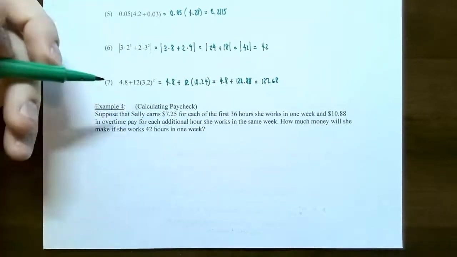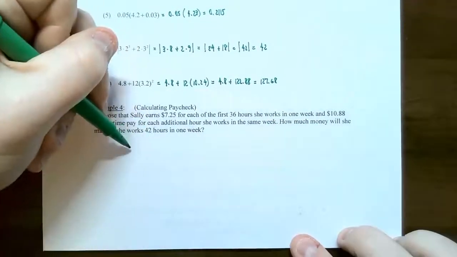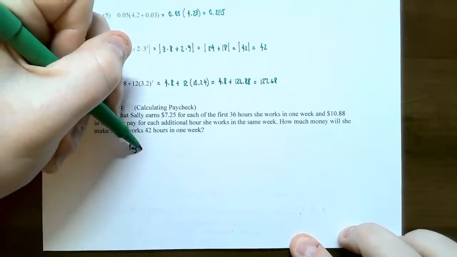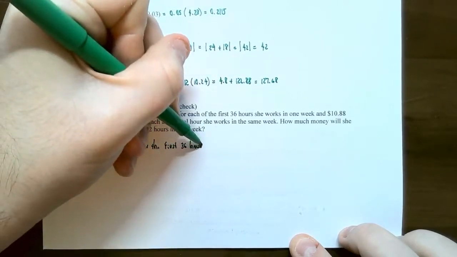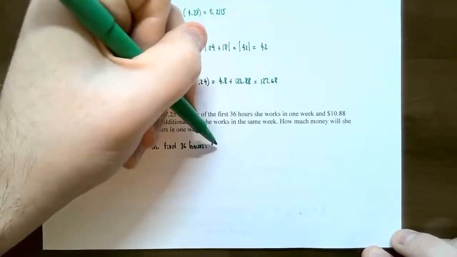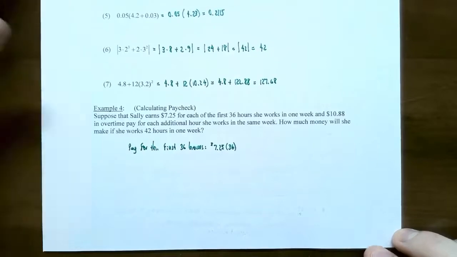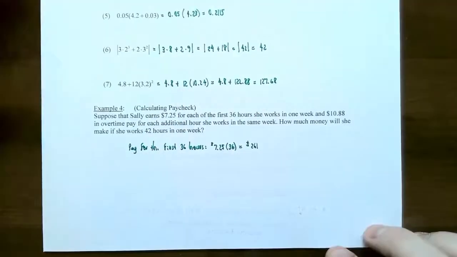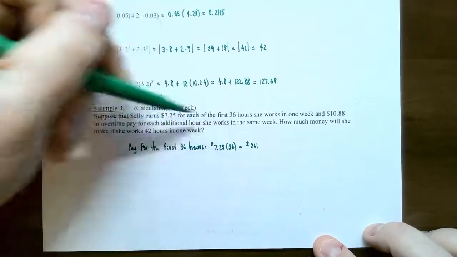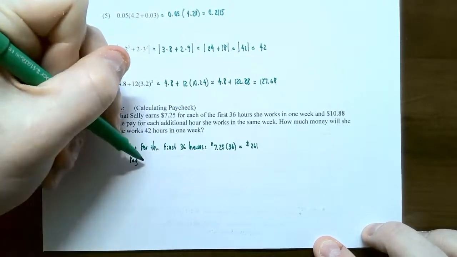What you should do is break this up into the first 36 hours, because you're making one rate for the first 36 hours, and you're making a different rate for any additional hour after 36. So let's do that. Pay for the first 36 hours. Well, you make $7.25. And you would multiply by 36, because you're making $7.25 per hour. So for 36 hours worked, you would make $261. Now, we also worked 6 hours more than 36. So we have overtime pay. So pay for the next 6 hours.